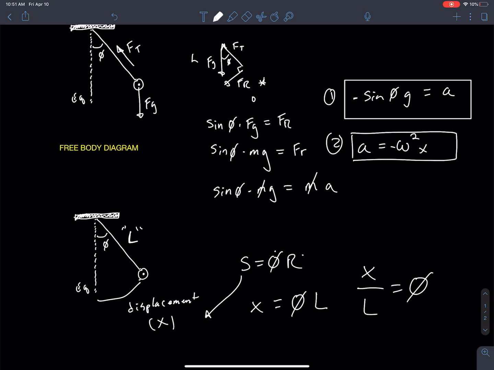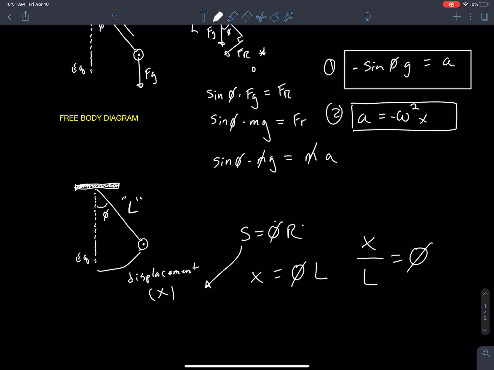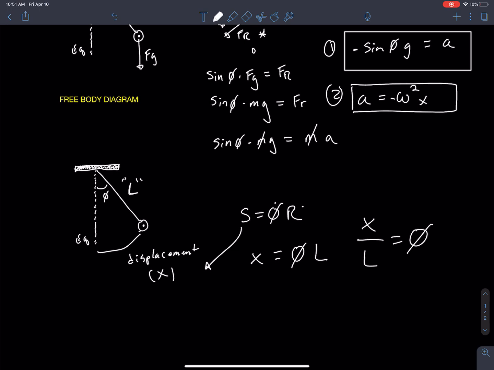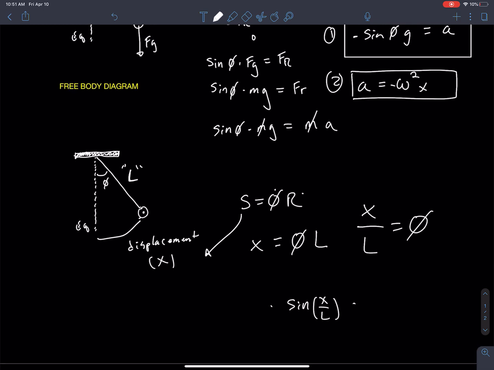All right, that's pretty good. And then I can plug x over L in for theta in one of the equations above. So sine of x over L, times g, is equal to my acceleration. All right, now we're moving somewhere.